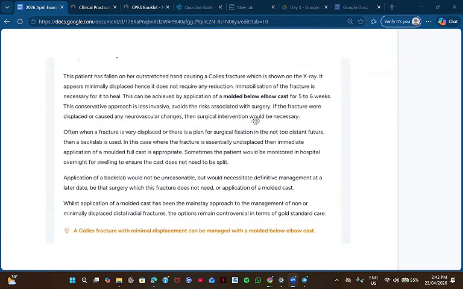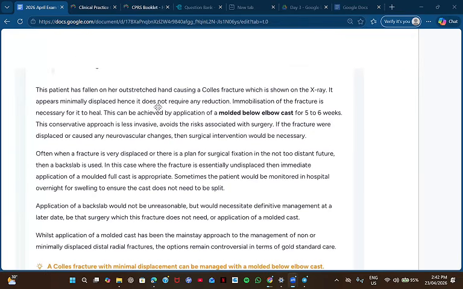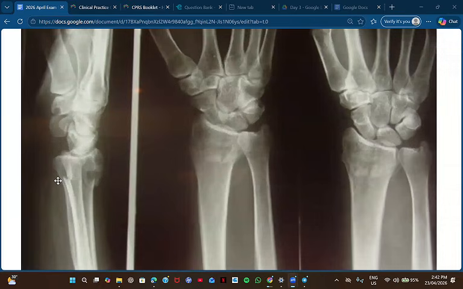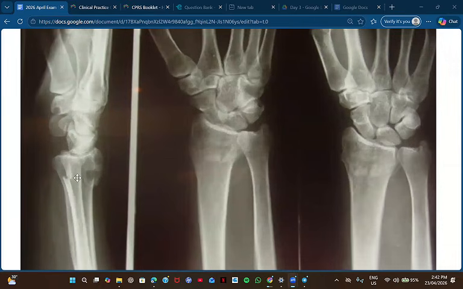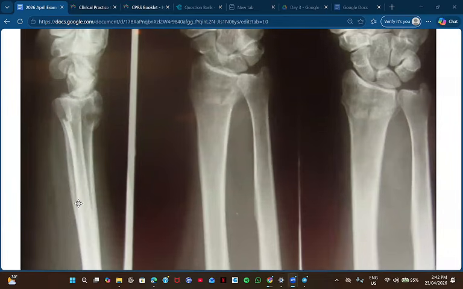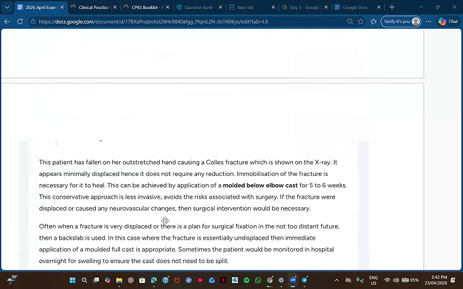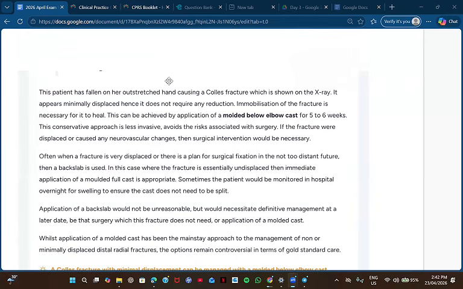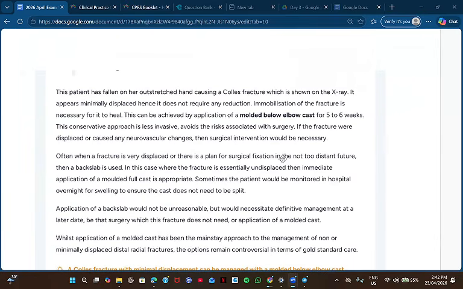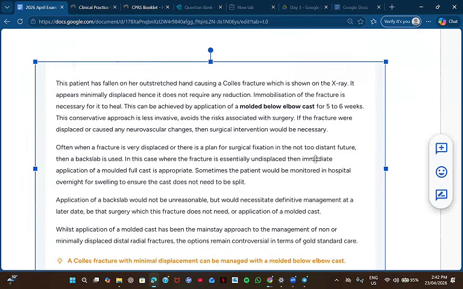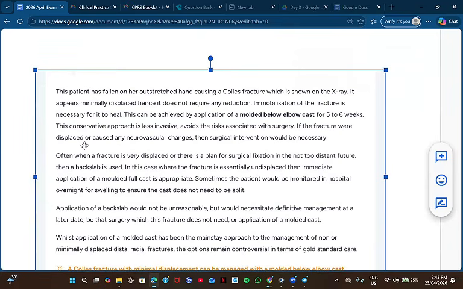Okay, here. So let's see. The patient has fallen on her outstretched hand, causing a Colles fracture, which is shown on the X-ray, right? It appears minimally displaced, hence it does not require any reduction here. Can you see the fracture here? You can see it right here. It's minimally displaced, right? Because of that, just a below elbow cast for 5 to 6 weeks is enough, right?